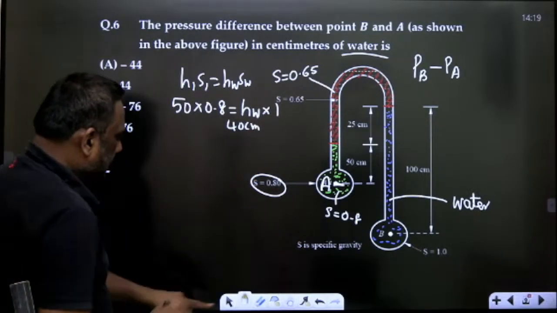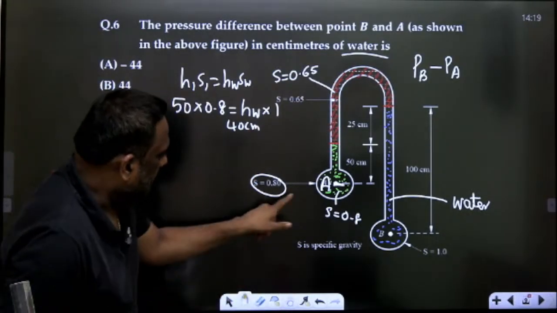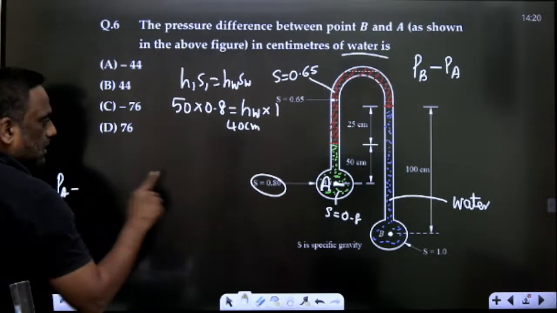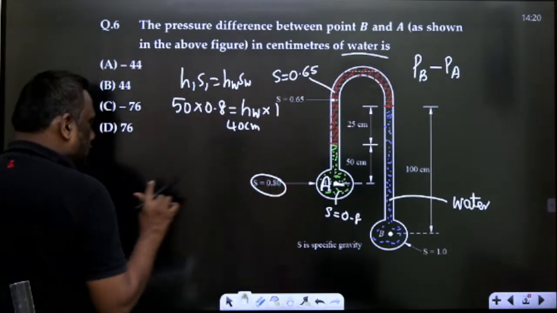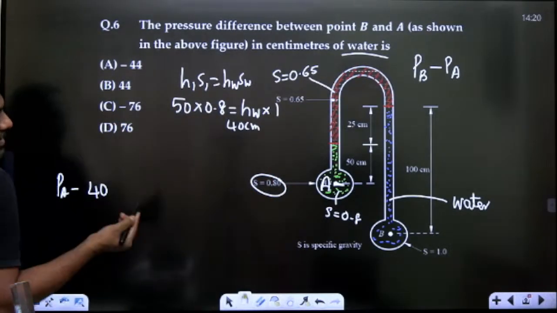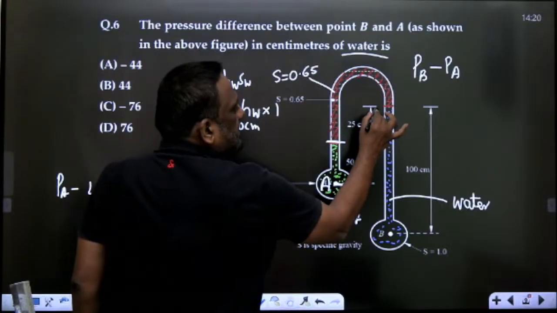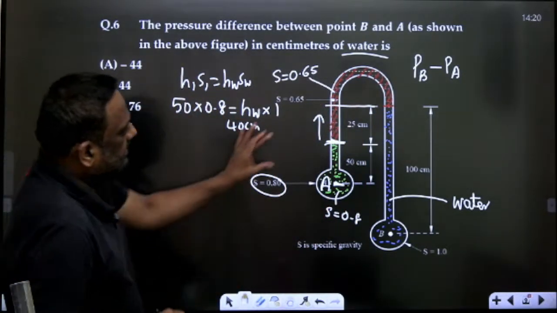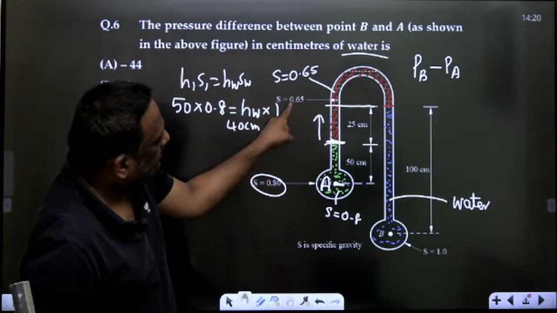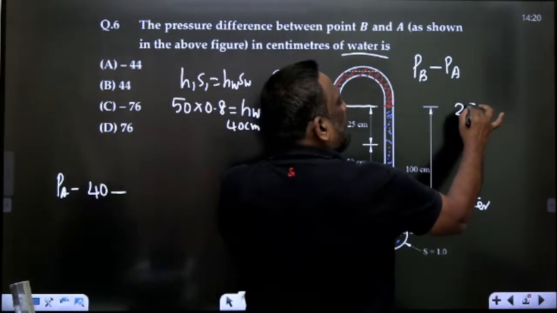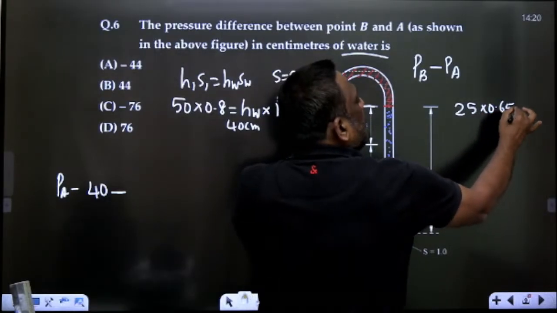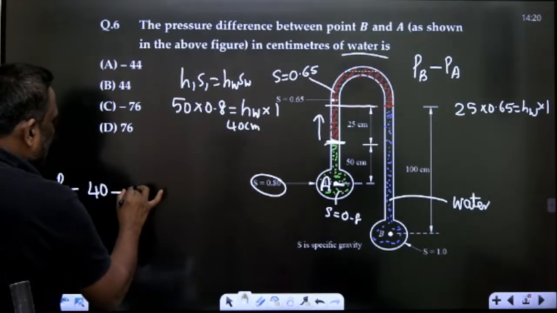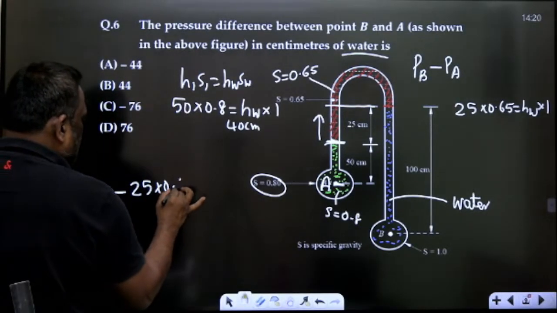So let the pressure here be PA. Now from here upward is minus. This 50 centimeter from 0.8 is equal to 40 centimeter of water. The answer is also required in centimeter of water. From here I move upwards, it is minus. What is this height? 25. This 25 is in terms of 0.65. So we write 25 into 0.65 is equal to H of water, since the specific gravity of water is 1. So it will be 25 into 0.65.